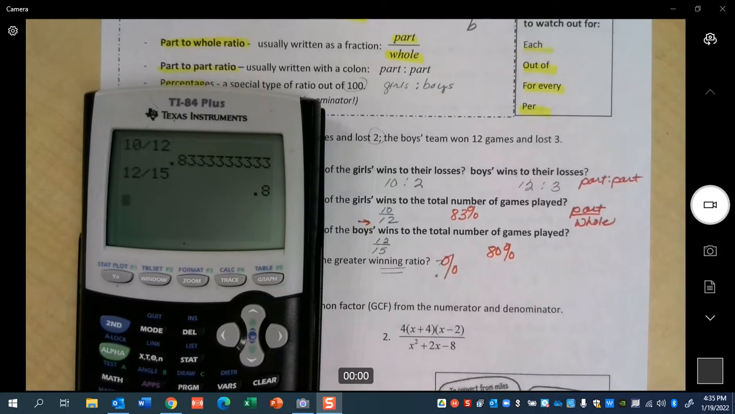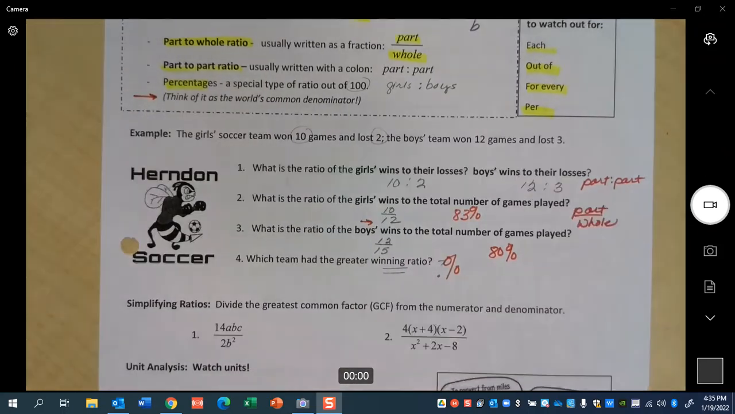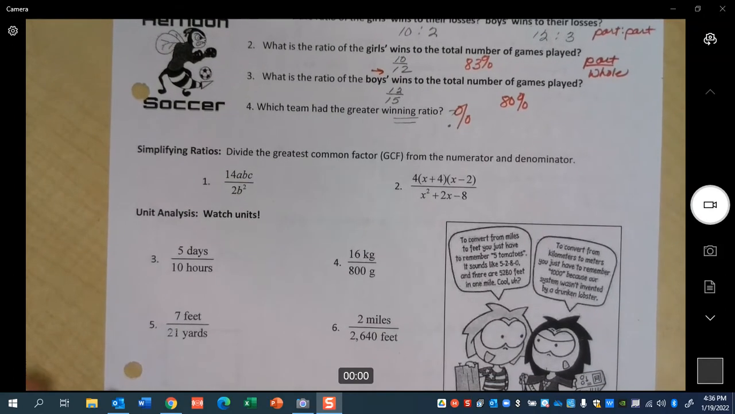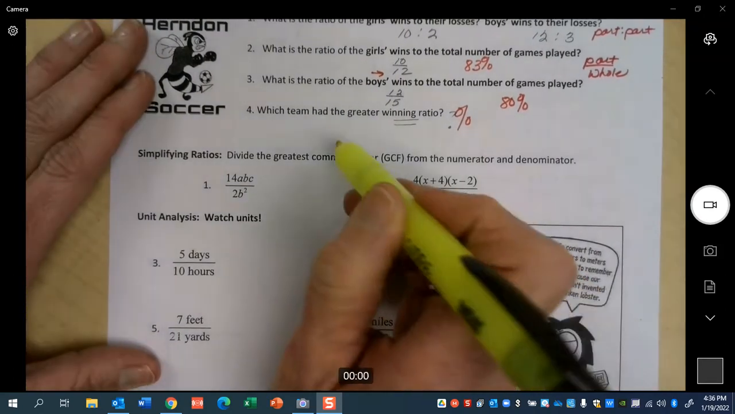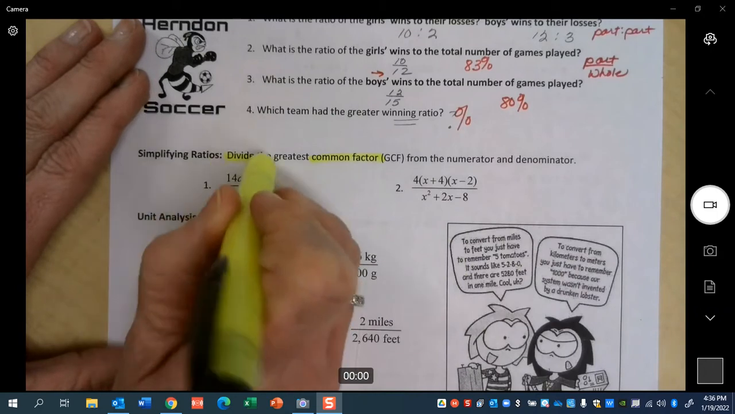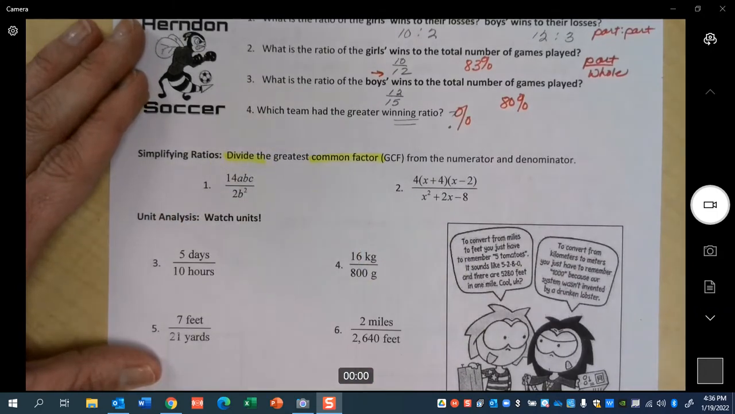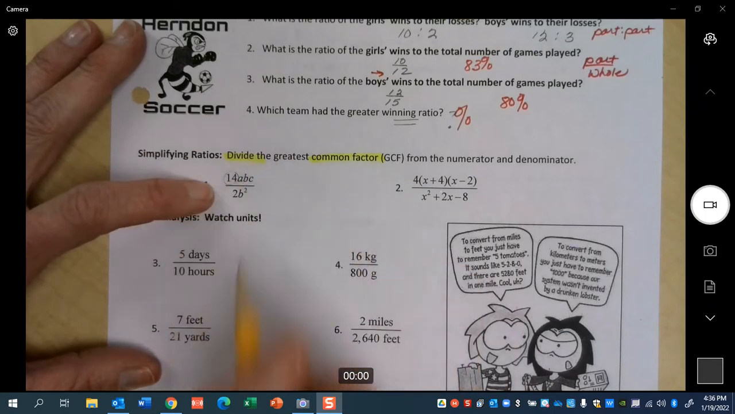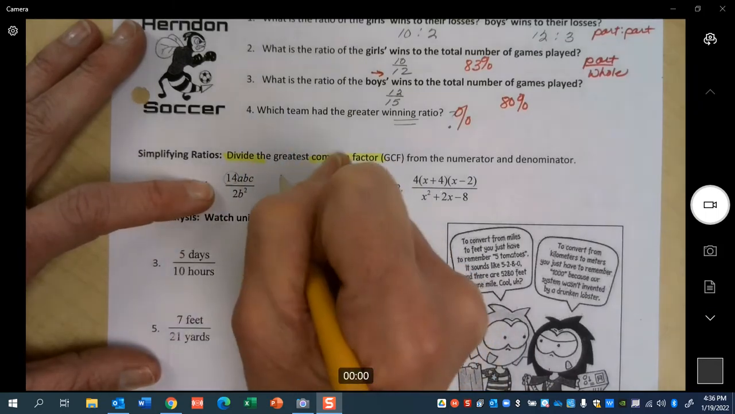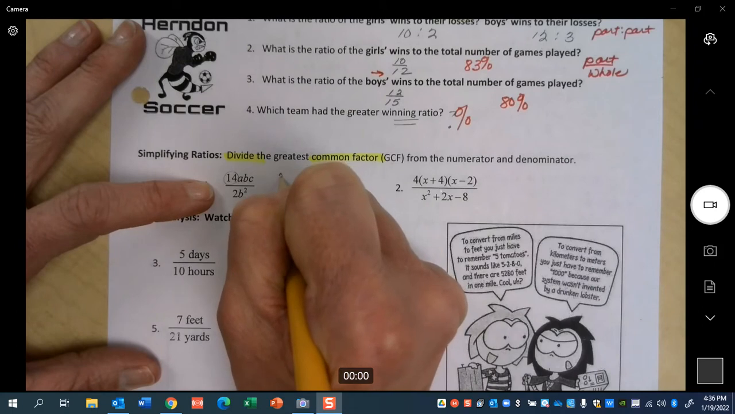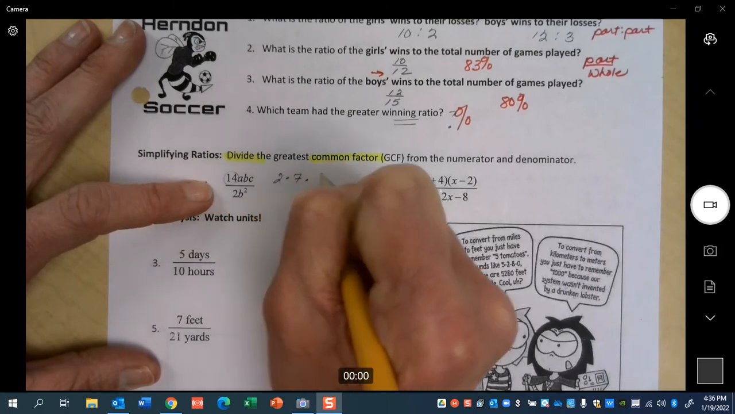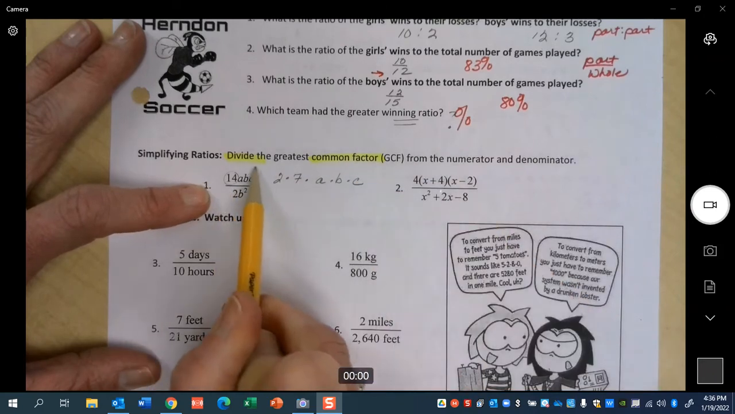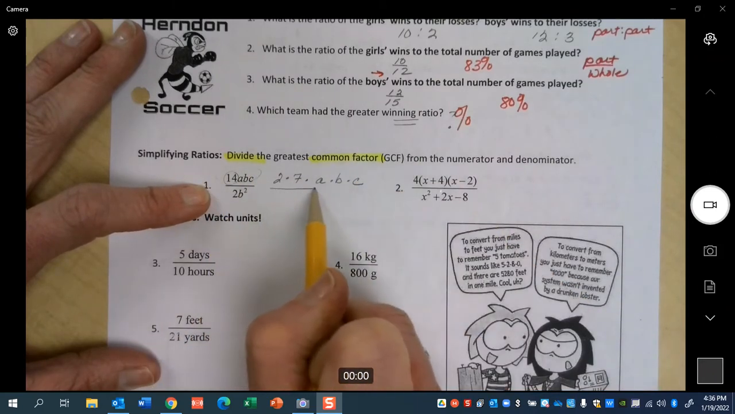All right, moving on, when we talk about simplifying ratios, anytime that I have a common factor, I can divide it out from both my numerator and my denominator. Now, if you need to break values up to see them, you could say 14 is 2 times 7 times A times B times C. That's what this numerator is worth.